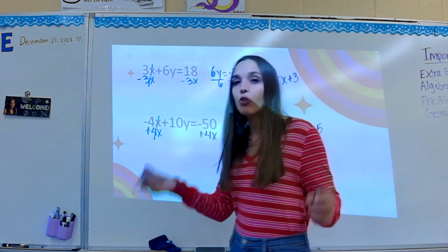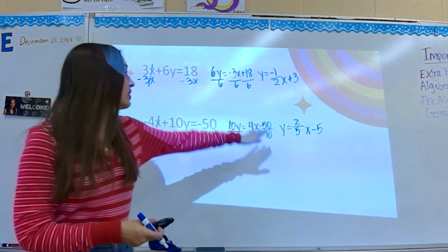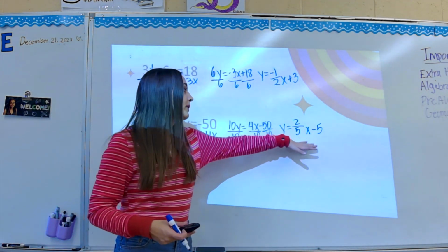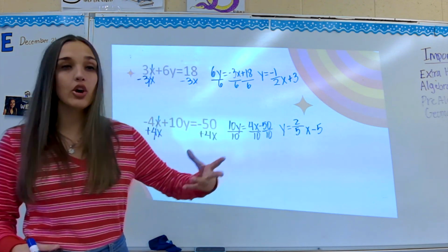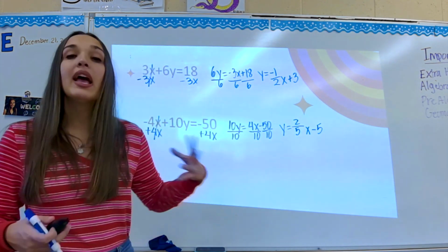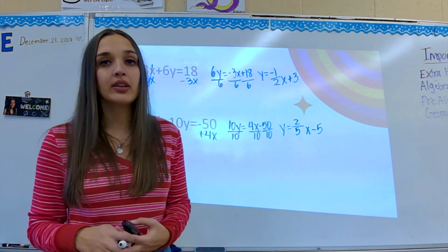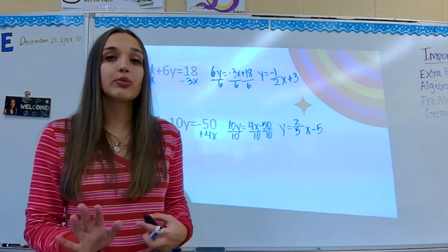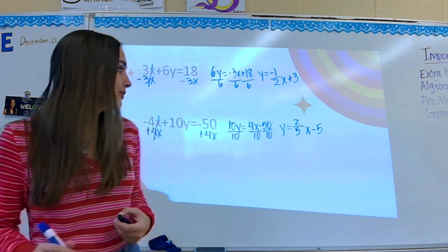And that's much simpler fractions involved. Our answer in slope-intercept form: 2/5 would be our slope, not 4/10. I know they're equal, but 2/5 is a proper slope, and negative 5 is the y-intercept. Let's try one more problem to make sure we're fully understanding this topic.